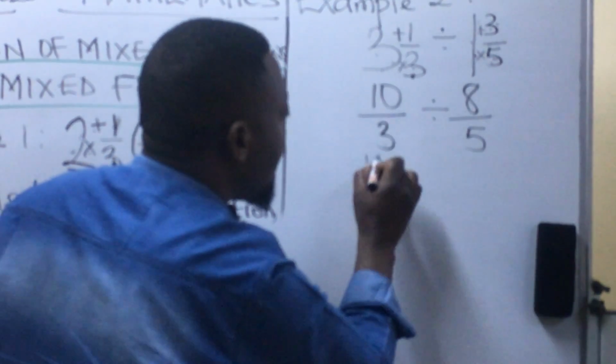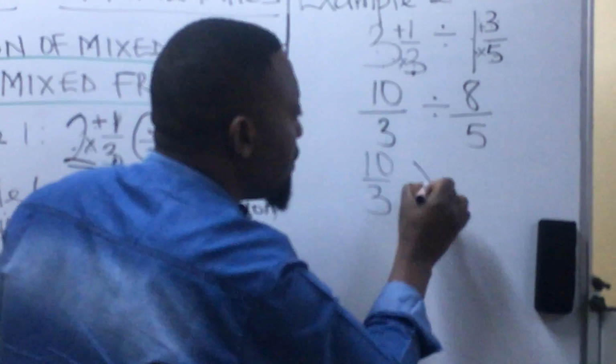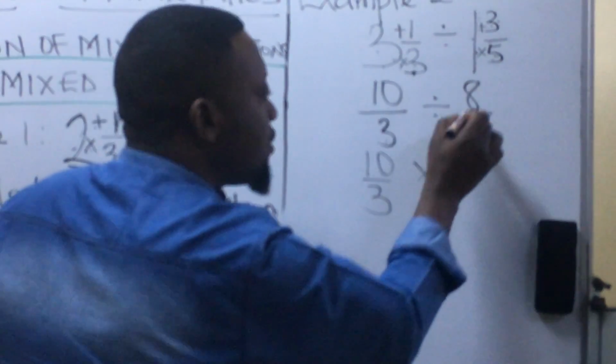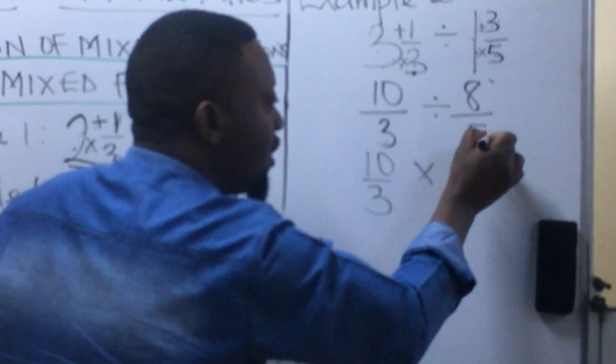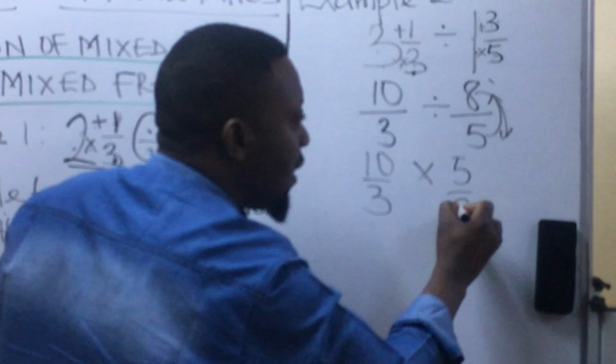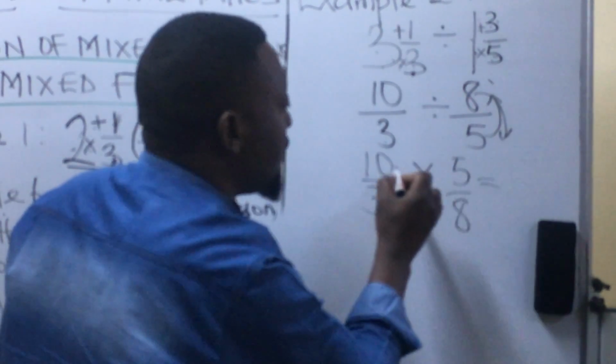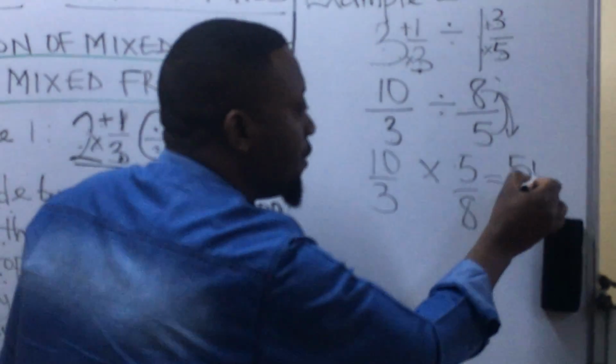Then you say 10 over 3 still remains. Then this sign will change to a multiplication sign. When this sign changes, don't forget this fraction will also change. Then this will move up, this will move down. It will now be 5 over 8. You see it now? Then you proceed by saying 10 times 5 is 50.